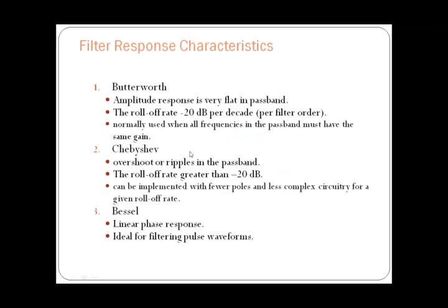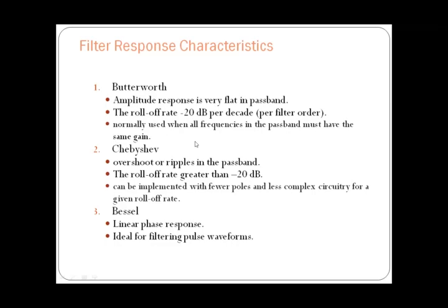So what is a Butterworth filter? A Butterworth filter has a flat pass band and a roll-off rate of minus 20 dB per decade, as we had discussed in our previous section, that is the low-pass filter section. We use this Butterworth filter when all the frequencies in the passband must have the same gain.